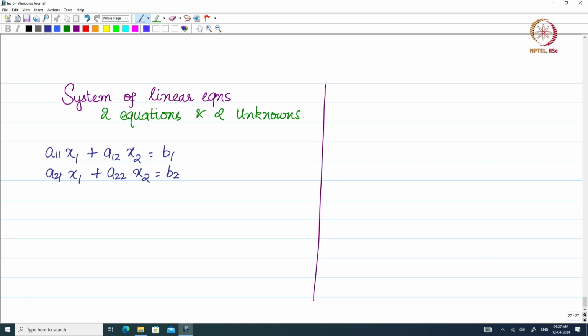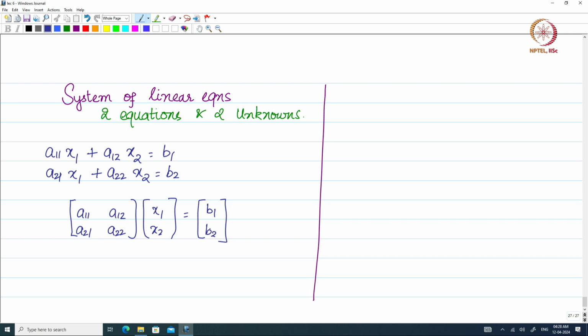Now, we know that you have this matrix A with rows A11 A12 and A21 A22, multiplied by x1 x2. That means it transforms this vector x1 x2 to the vector b, which is denoted by the 2 components b1 b2, right.